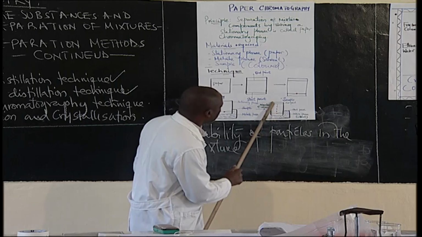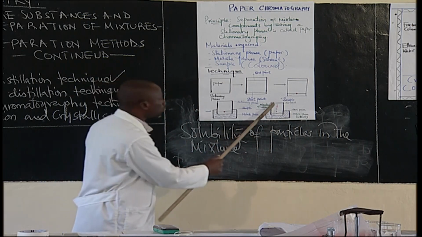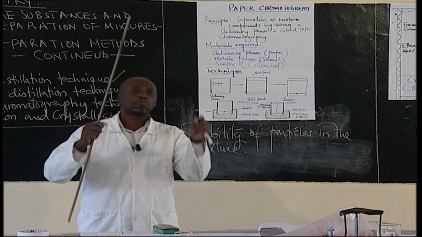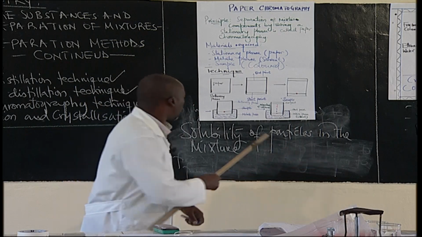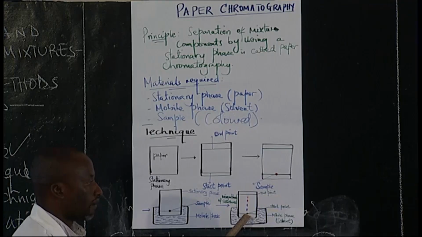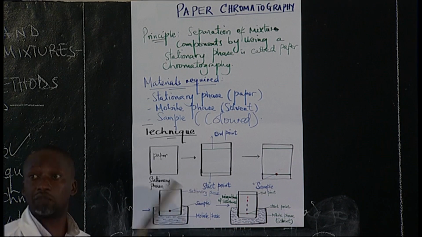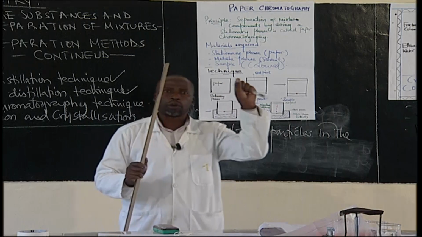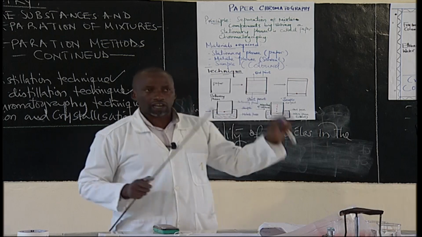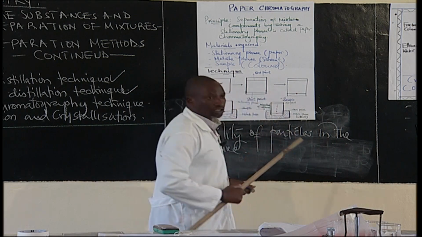So the number of spots here indicates the number of components within that sample. So the movement here, if we have 1, 2, 3, 4, that means in this sample here, there are 3 different components. So 3 different colors. Therefore, that is how it is operated.